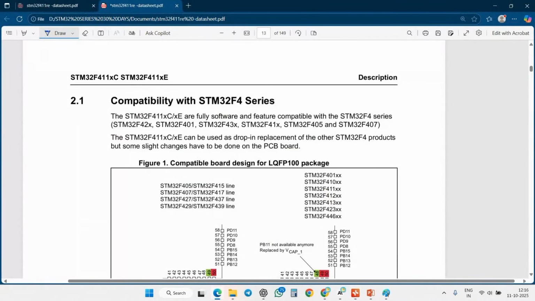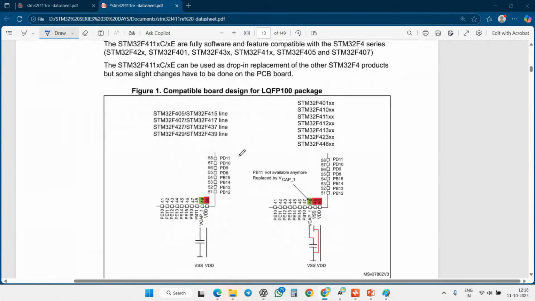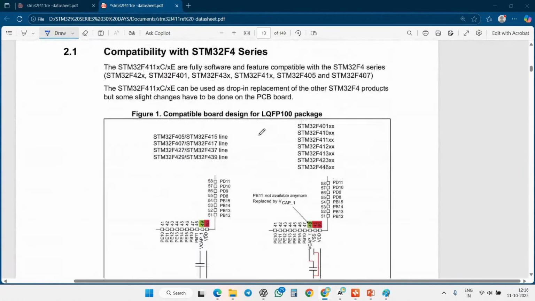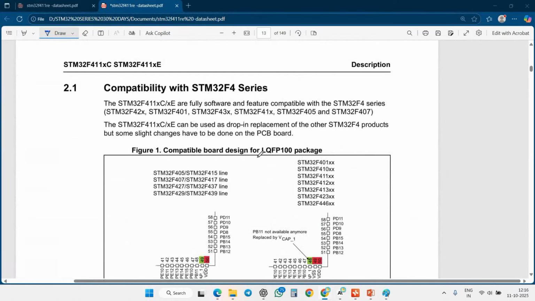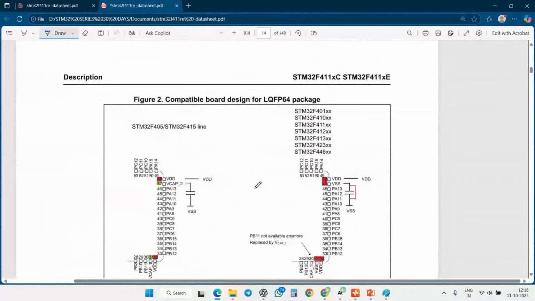Now if we see this one, this is the series, guys. If you are designing your package, the package is different. This is a low-profile quad flat package. This is a low-profile fine-pitch quad flat package of 100 pins. If it has 100 pins, this is the structure you are going to get.